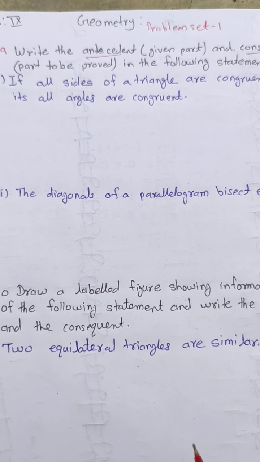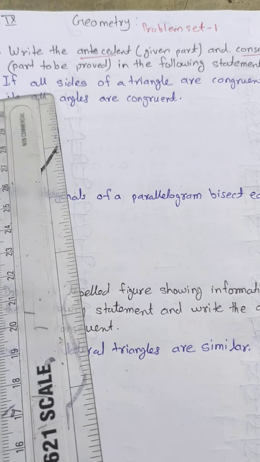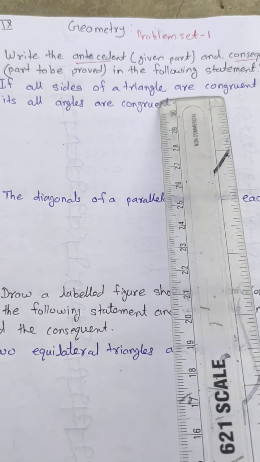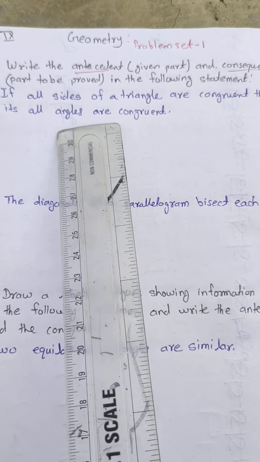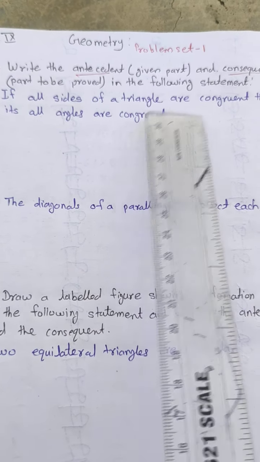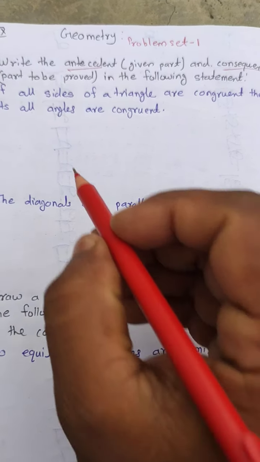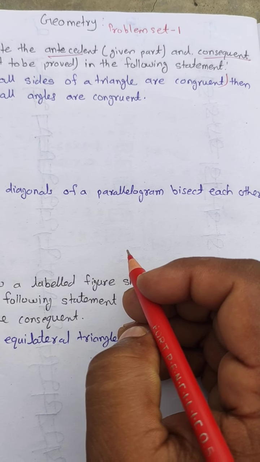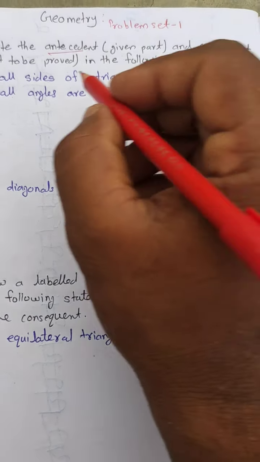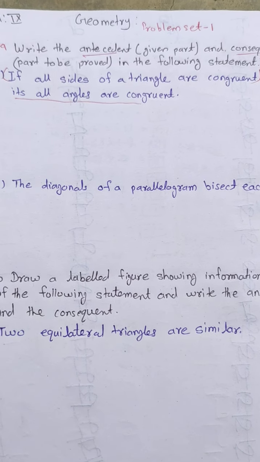See here, the first question is there. If all sides of a triangle are congruent, then all its angles are also congruent. This statement is classified into two groups. From "if" till "congruent" is one group, that is the antecedent, the given part, and this is the consequent, the to-prove part. So let me write the answer.